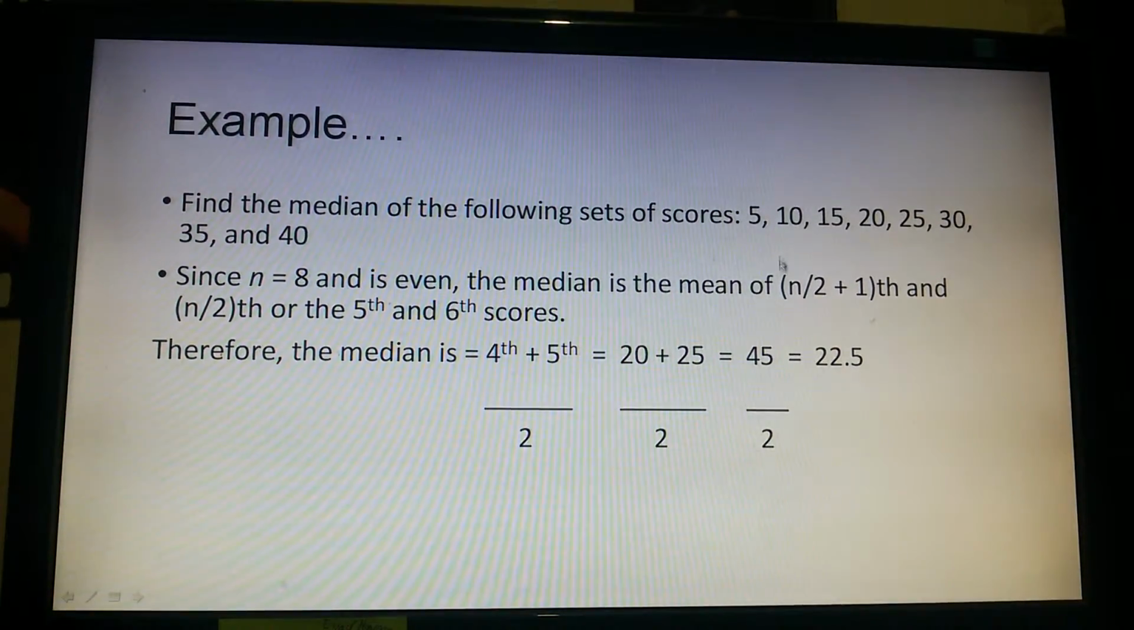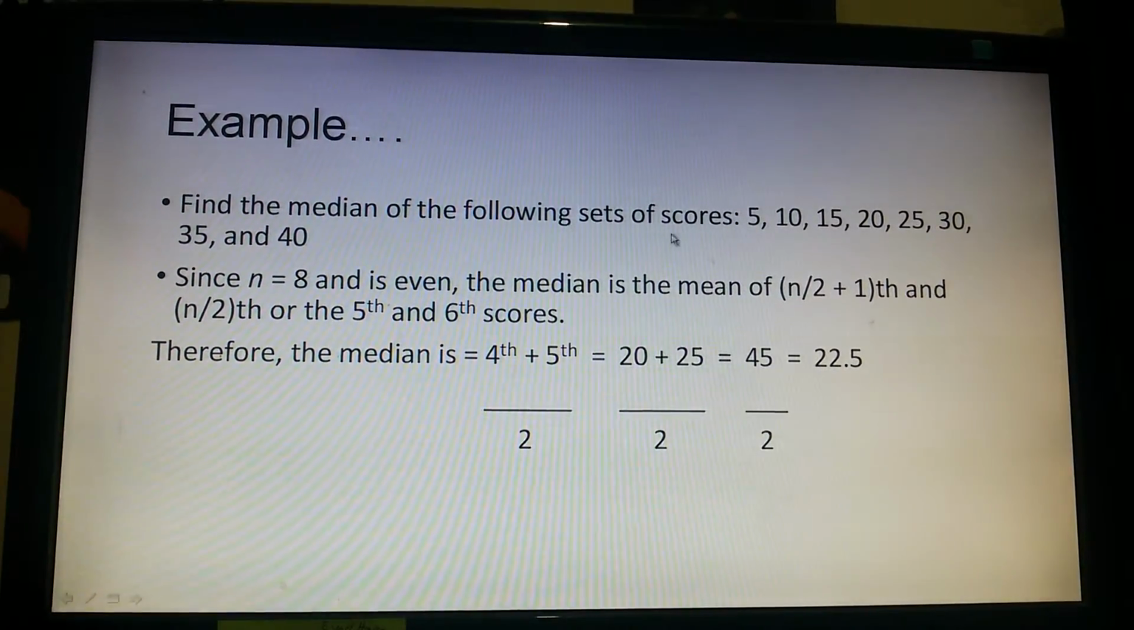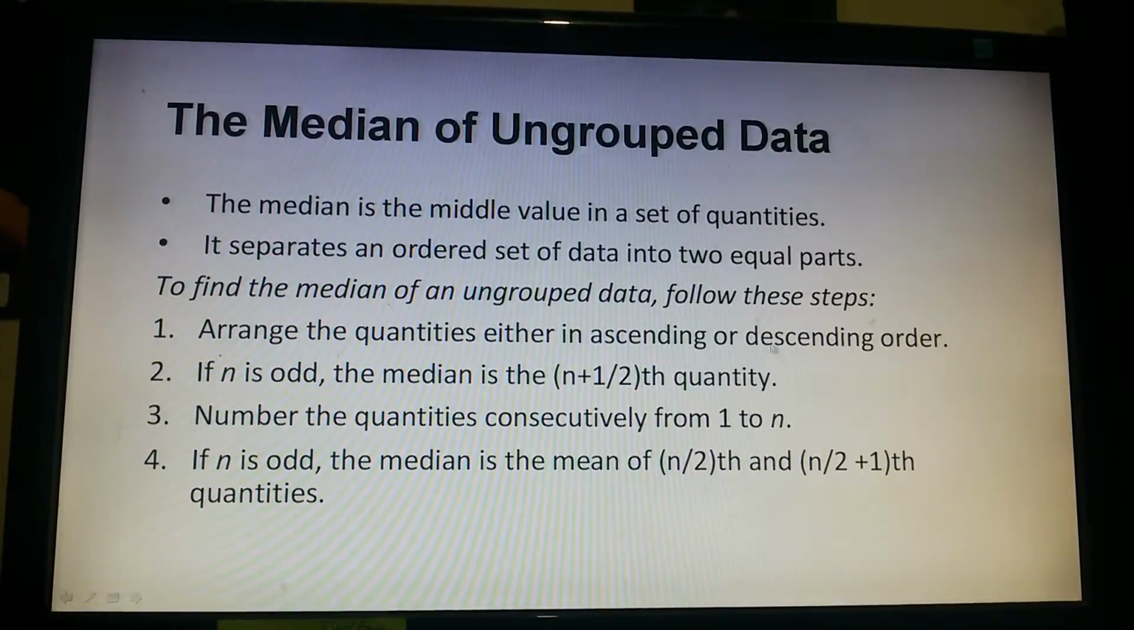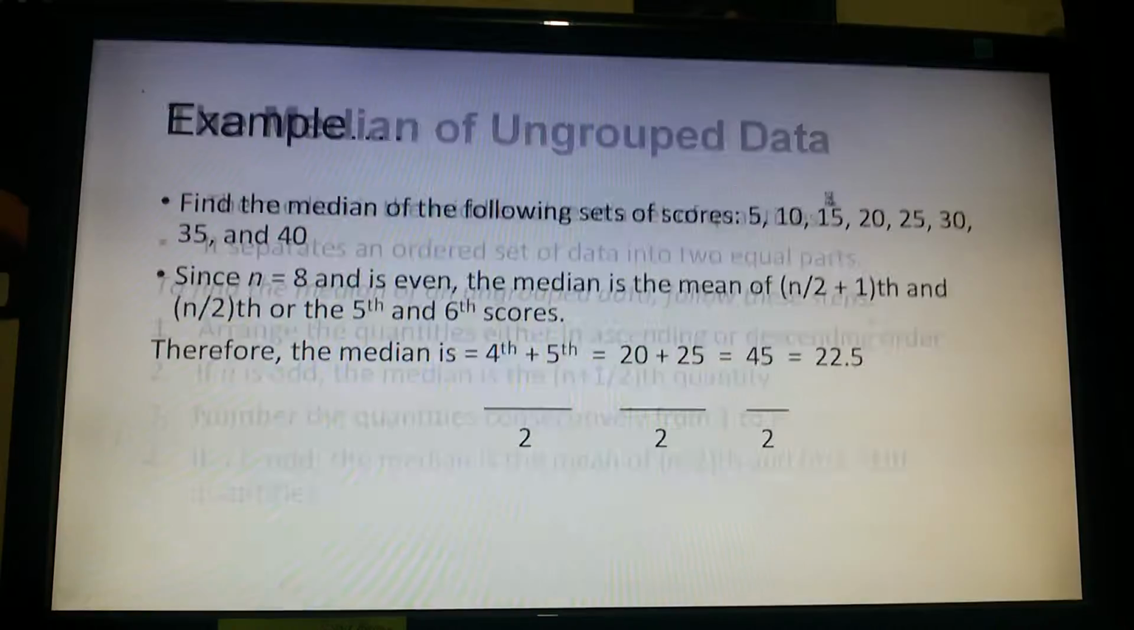The 4th and the 5th scores in the set: 1, 2, 3, 4, that's 20. 1, 2, 3, 4, 5, that's 25. 20 plus 25 over 2, that's 45 over 2, which is equal to 22.5. And that is how you will get the median of ungrouped data.